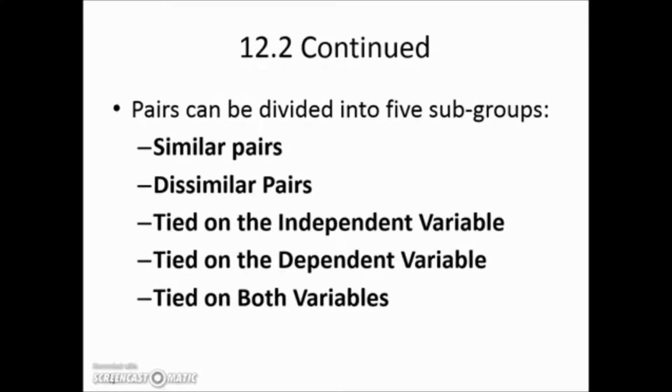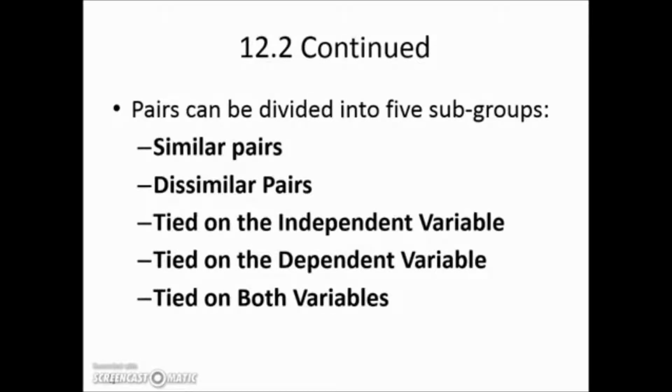Pairs can be further divided into 5 subgroups. A pair of respondents is similar if the respondent with the larger value on the independent variable also has the larger value on the dependent variable. A pair is dissimilar if the respondent with the larger value on the independent variable has the smaller value on the dependent variable. A pair is tied if respondents have the same value on either the independent or dependent variable or on both.